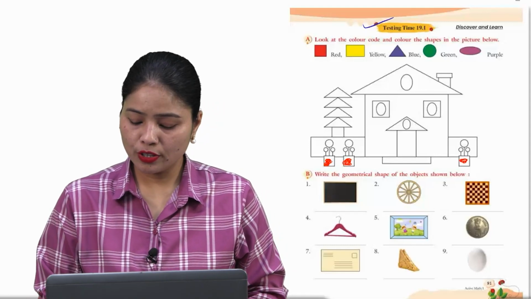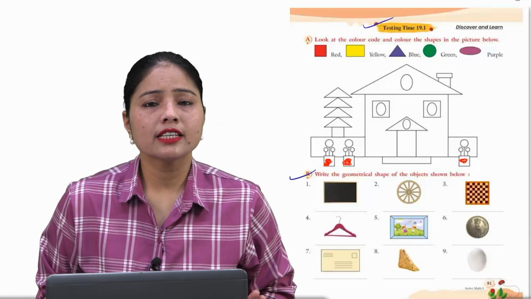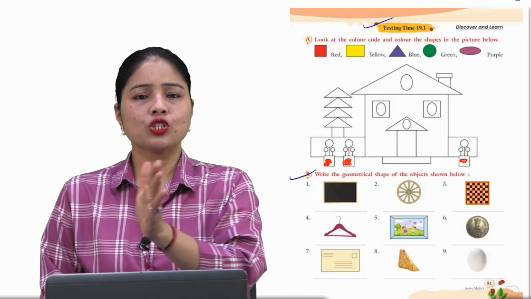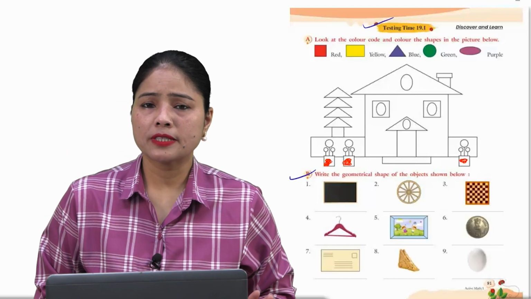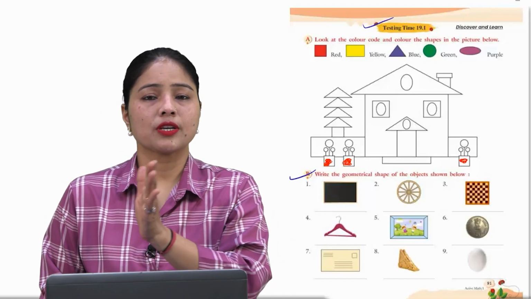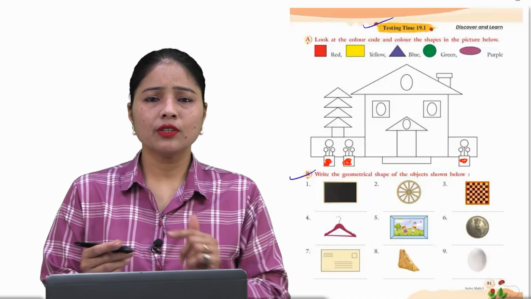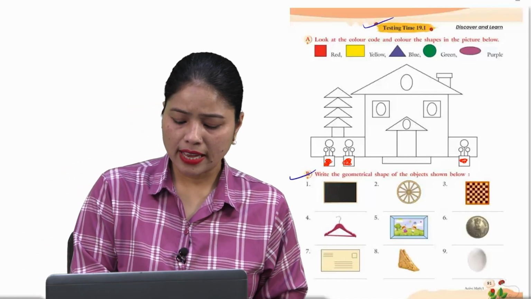So now beta move on next one, which is write the geometrical shapes of the objects shown below. अब ये जो कुछ हमारे पास objects है, ये कौन से picture से मिलते हैं, इसकी geometrical shapes कौन सी हैं? So first one is given, rectangular. Yes, so write it. This is rectangle.